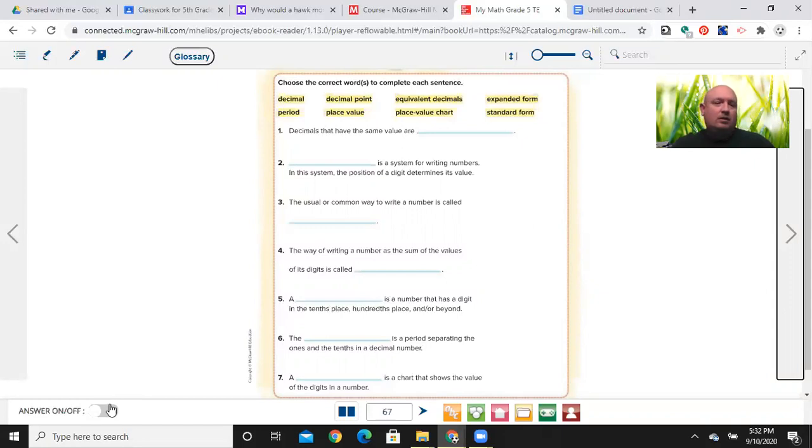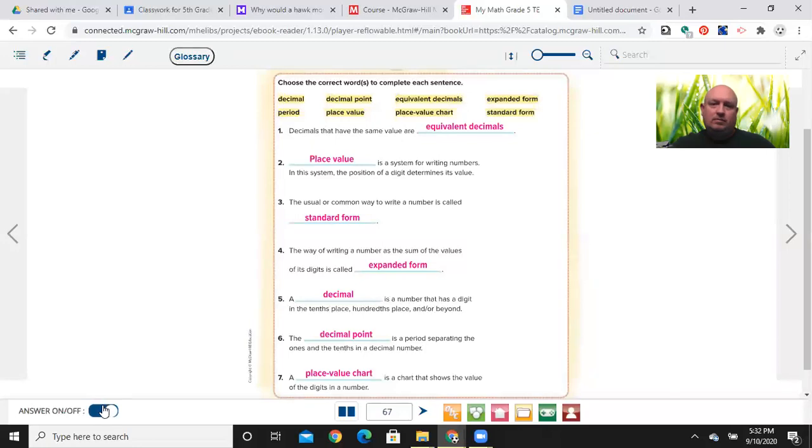Welcome back. Let's see how you did. We'll turn the answers on. 1, decimals that have the same value are equivalent decimals. An example of this would be 2.7 and 2.70. They have the same value. Although there are more digits in there, you could annex a 0 on the 2.7 to have them be exactly the same. And remember, equi kind of means equal. So these are equal decimals.